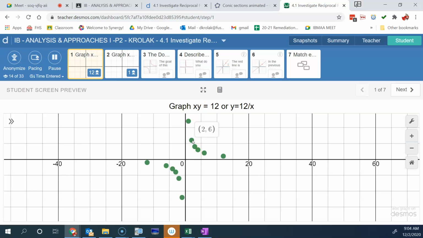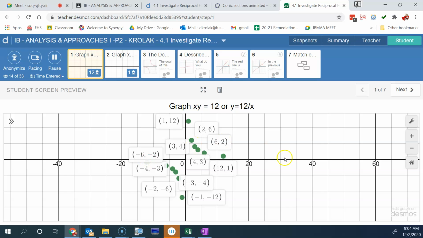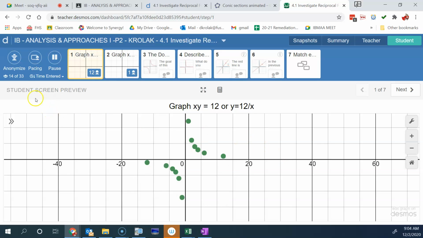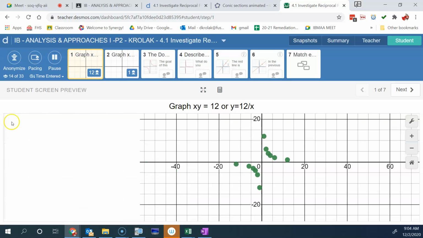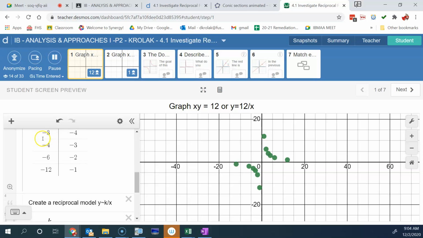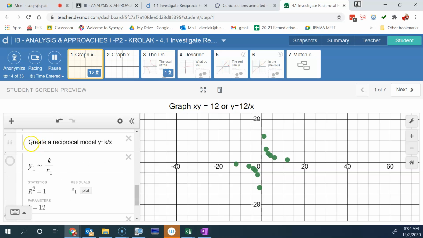If you click on any one of these dots, you'll notice that the product of the coordinates is 12. X times Y is always 12. Now, what we're going to do is have Desmos come up with the equation for it. Okay, so go down to here now, and it says create a reciprocal model.